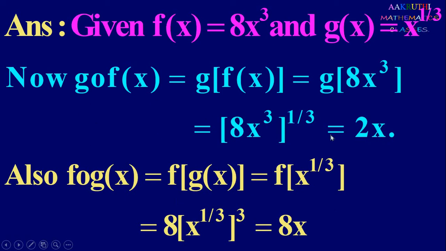Now here g composite f of x is 2x, f composite g of x is 8x. So therefore here g composite f of x is 2x and f composite g of x is 8x.